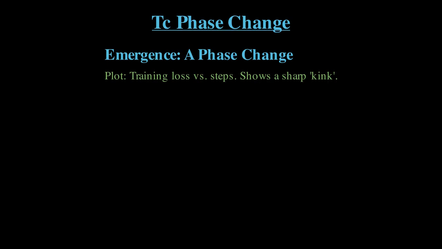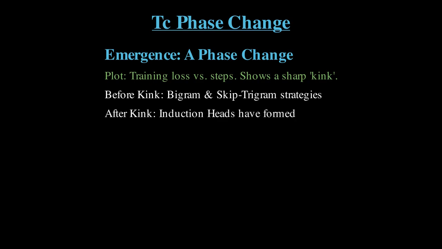Analysis shows that before this kink, the model is relying on simpler strategies, like predicting based on bigrams and skip trigrams. It's learning local statistics. Then, at the kink, the two-head induction circuit rapidly forms. After the kink, the model has unlocked a more general capability, in-context learning. This was beautifully demonstrated in the 2022 paper In-context Learning and Induction Heads by Olsson and colleagues.